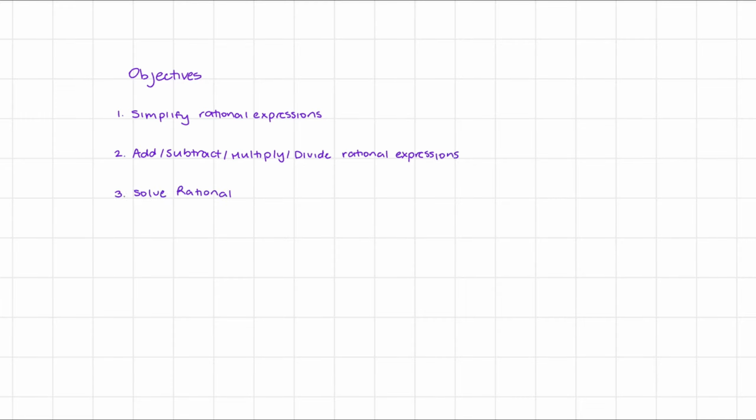So the objectives for today are to know how to simplify rational expressions, add, subtract, multiply, and divide rational expressions, solve rational equations and check for extraneous solutions, and analyze rational functions, and find the vertical asymptotes and holes.